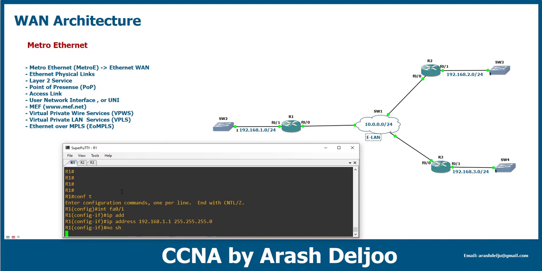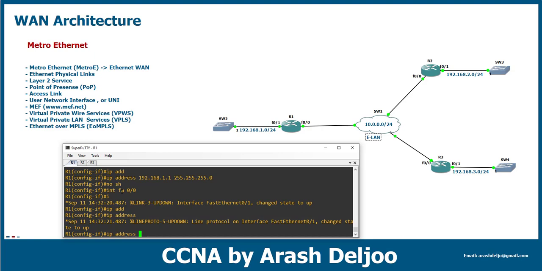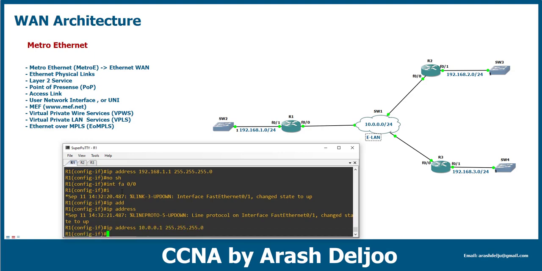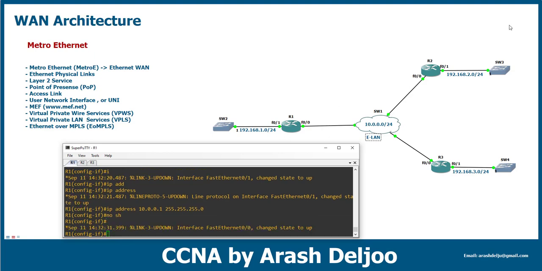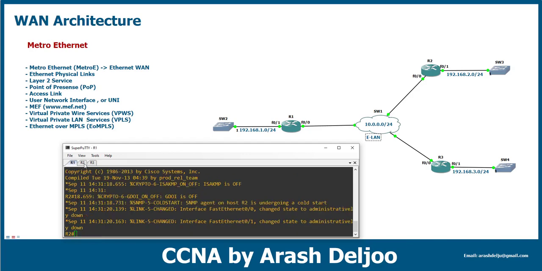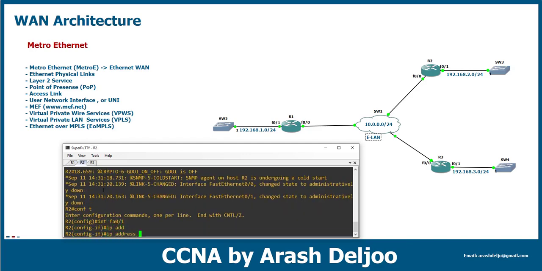255.255.255.0. Then no shutdown. Now about the interface FastEthernet 0/0, we should assign the IP address to this interface. IP address is 10.0.0.1, 255.255.255.0. Actually, as you can see here, we have one range of IP address between the routers. Also about router 2, let me configure router 2 interface FastEthernet 0/1.